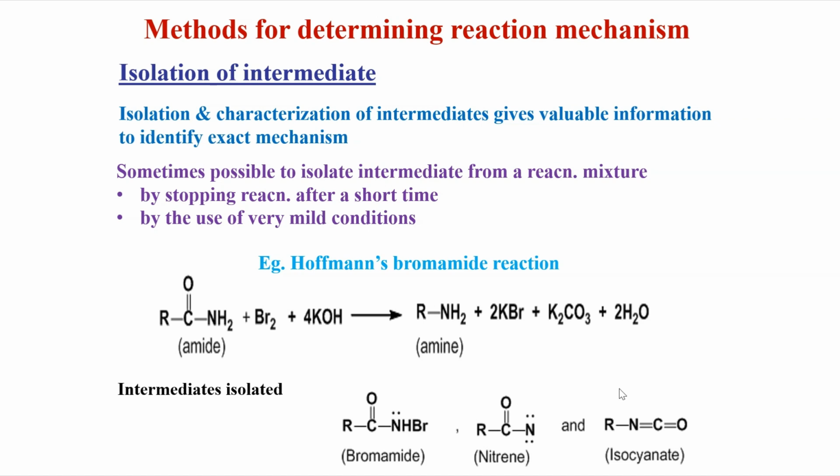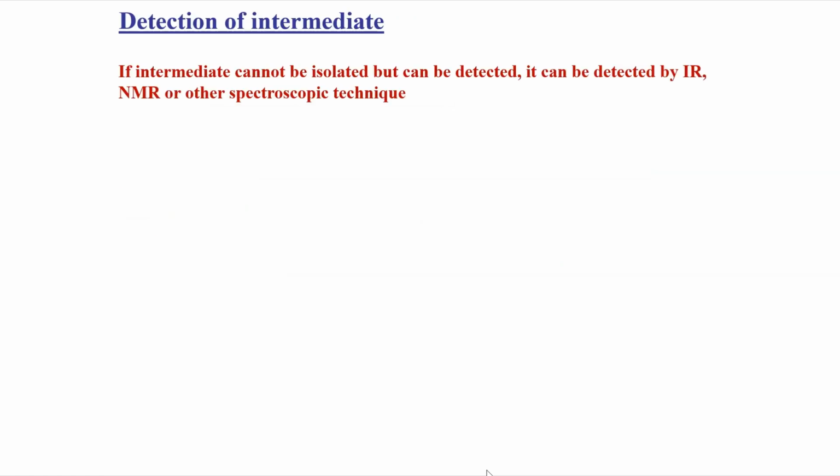However, it is a challenging task because the intermediates formed are highly unstable, like nitrenes are highly unstable. Thus, in all the cases, it may not be possible. If it is not possible, what should we do? For every problem, there is a solution. If at all we are not able to isolate, during the course of the reaction, we can detect the formation of that intermediate either by IR spectroscopy or NMR spectroscopy or any other spectroscopic methods.